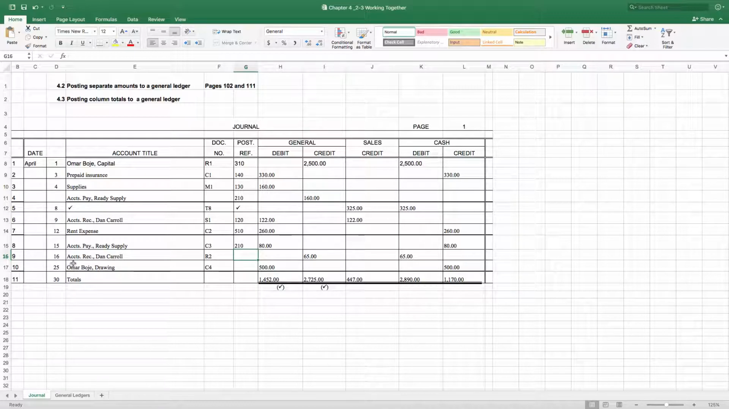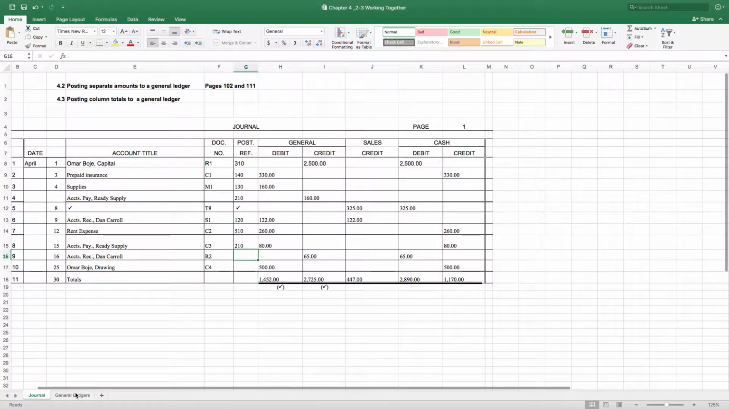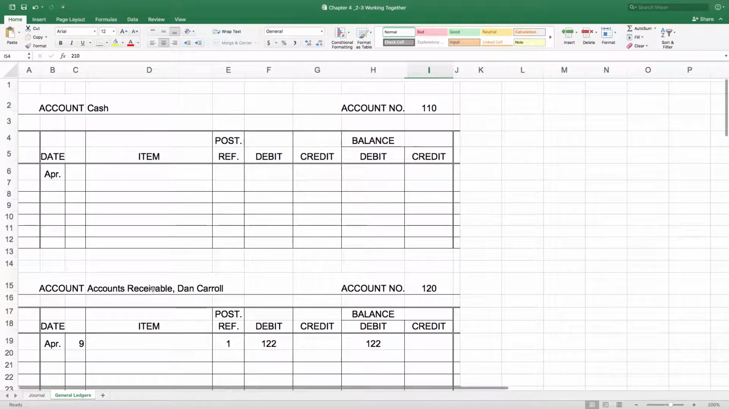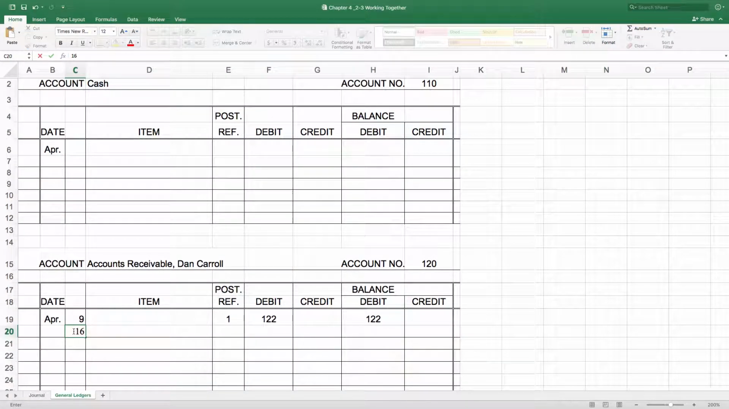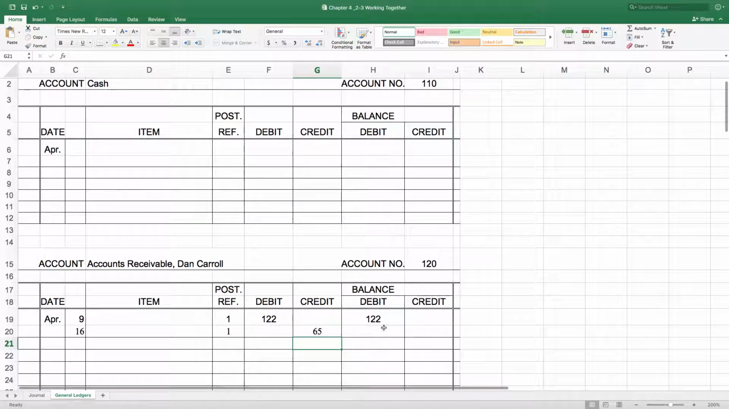Our next account is accounts receivable Dan Carroll, which is the 16th. It has a $65 credit entry. So on the 16th, we have a $65 credit entry. There's page 1 of a journal and the post reference. $65 credit entry. We do our math.